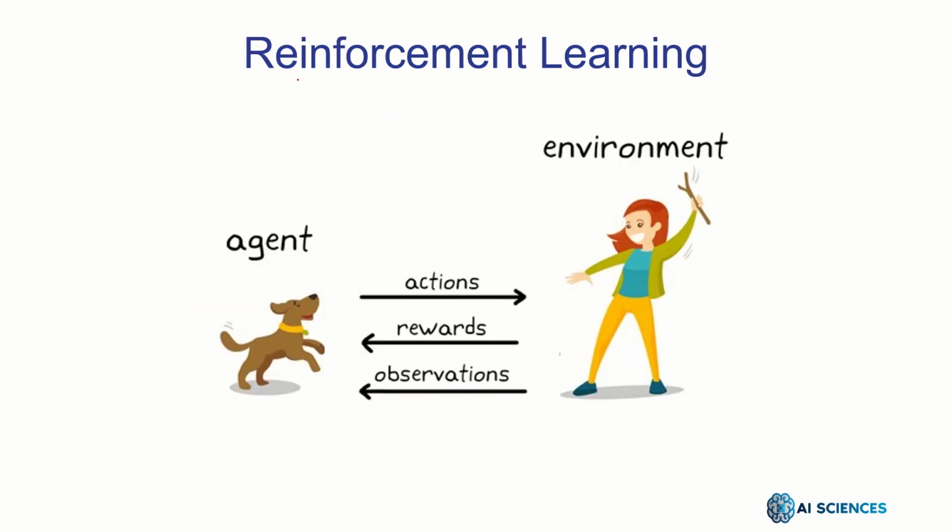Another form of learning that has appeared and become more popular recently is reinforcement learning, in which there is a particular agent, for example, who has to do certain actions.